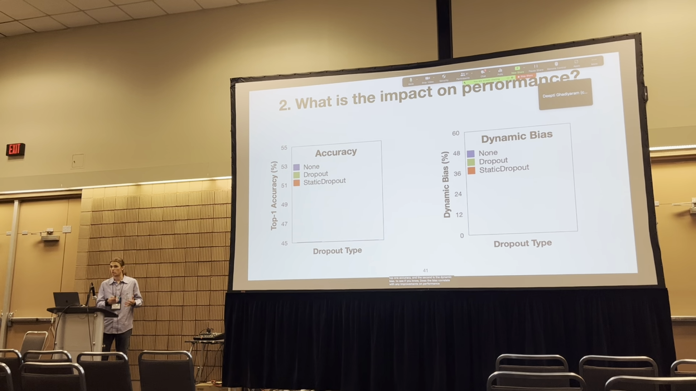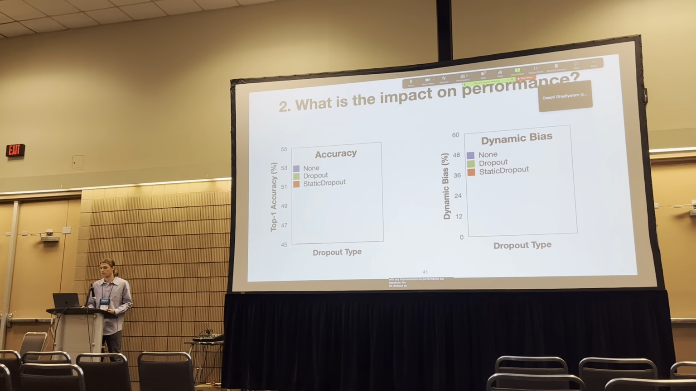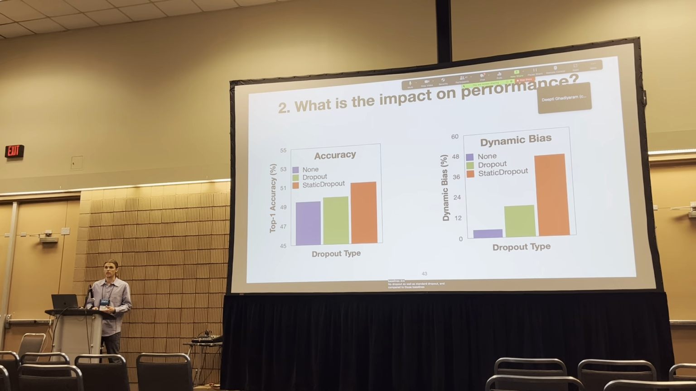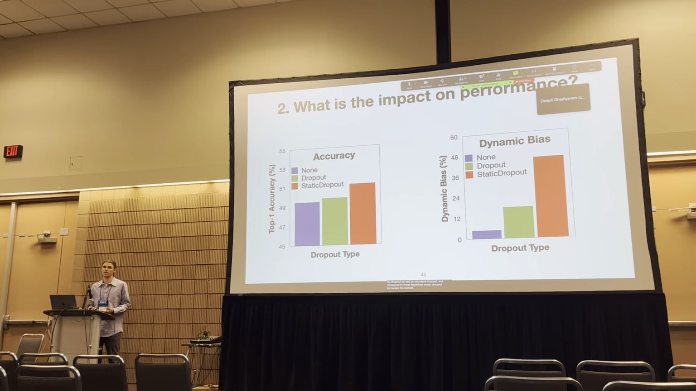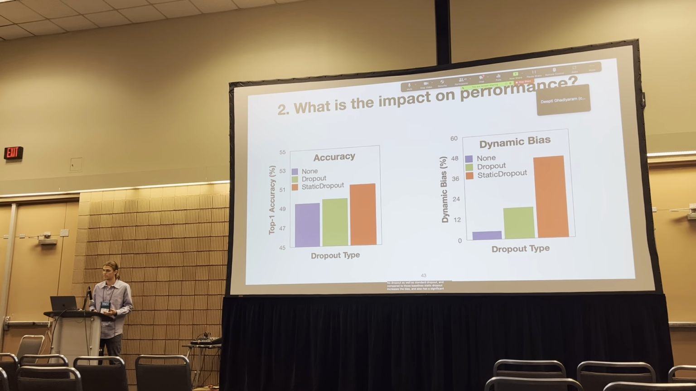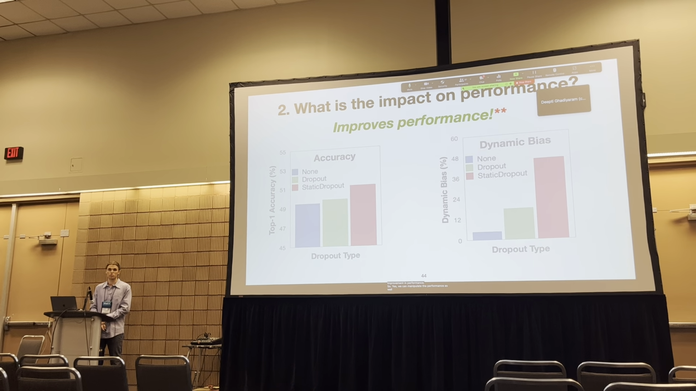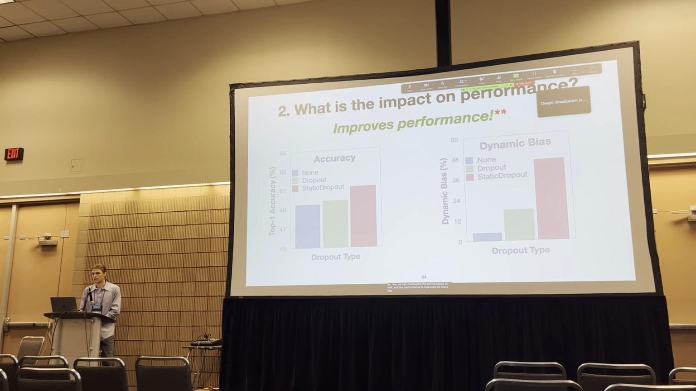Our baselines are no dropout as well as standard dropout, and compared to those baselines, static dropout increases the bias and also has a significant improvement in performance. So yes, we can manipulate the performance as well, and the performance is improved for some dynamically heavy tasks.